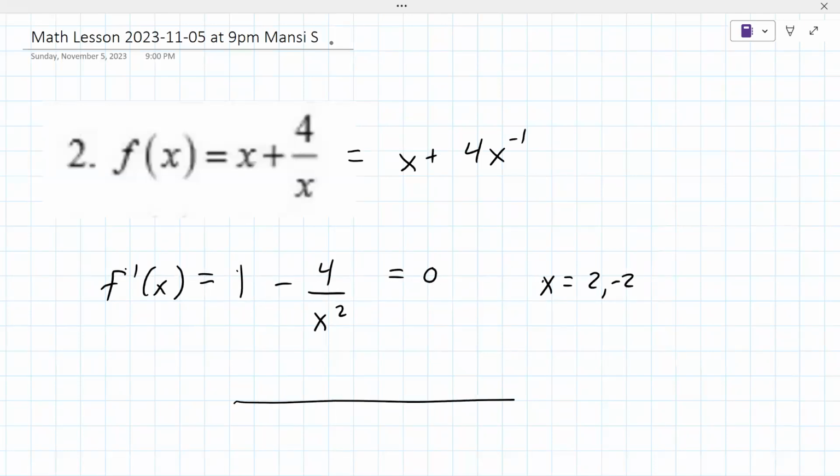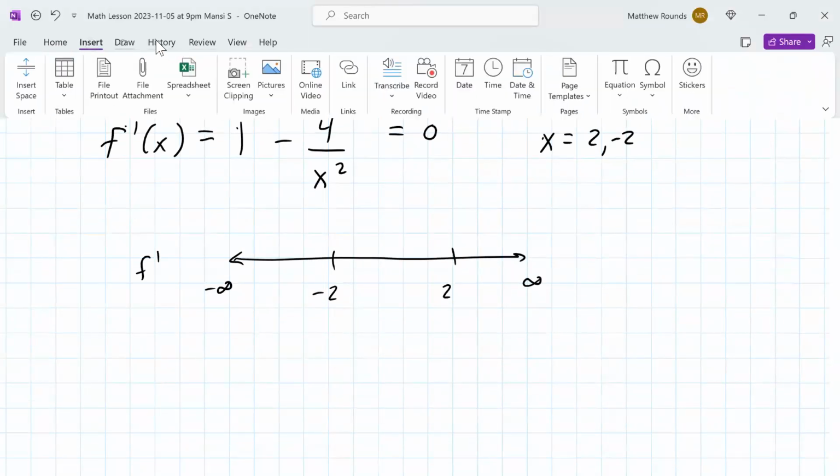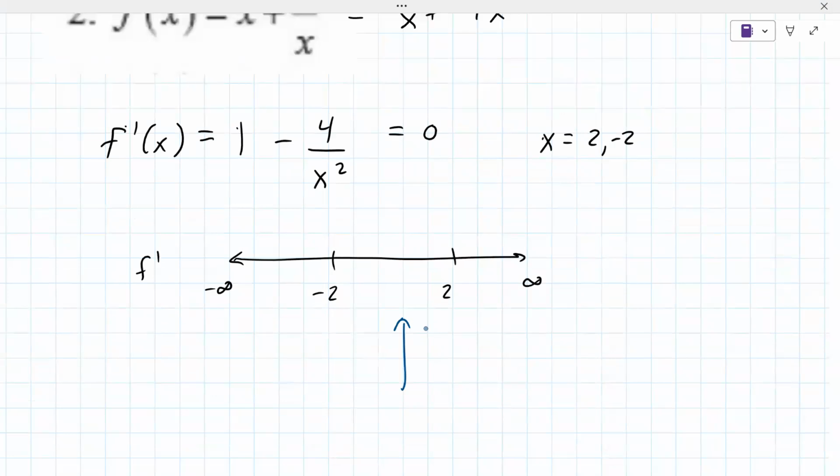So now the next thing you can do here is, on a number line, put those critical points here, and this is the derivative, and you have to test in the derivative now. I always recommend putting those test points here and here. Now you only care about the sign. You don't care what the actual value is.